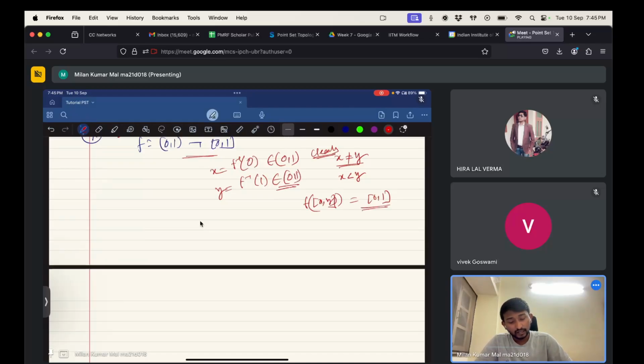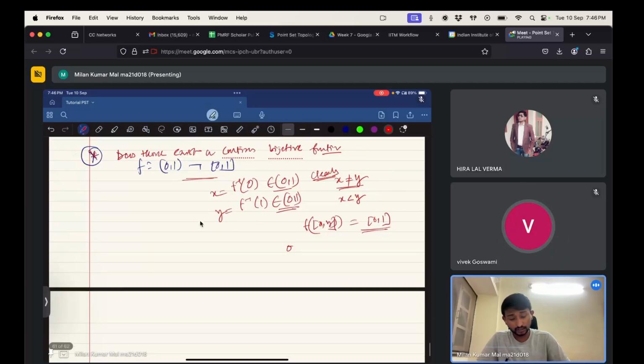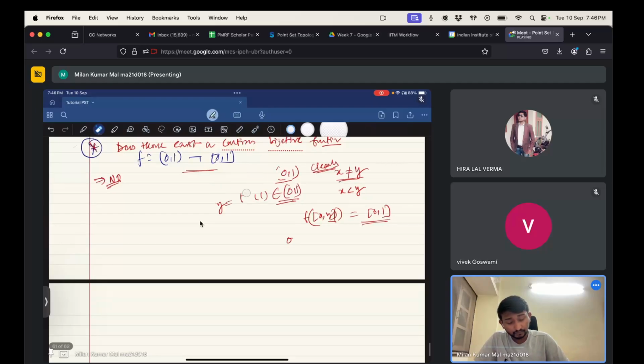So if the point x is in the interval (0, 1), then there should exist points between 0 and x, and those points will map somewhere else. This is not y. So the answer is no, it does not exist. This is very much clear, and I don't need to go into much more analysis. Let me explain.